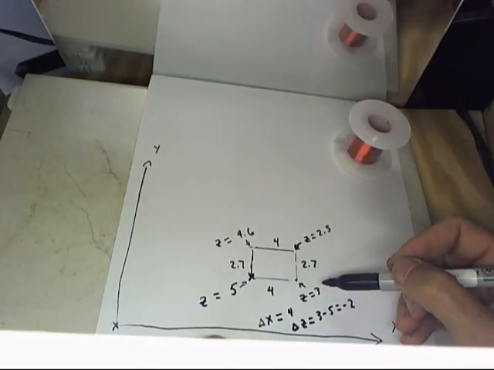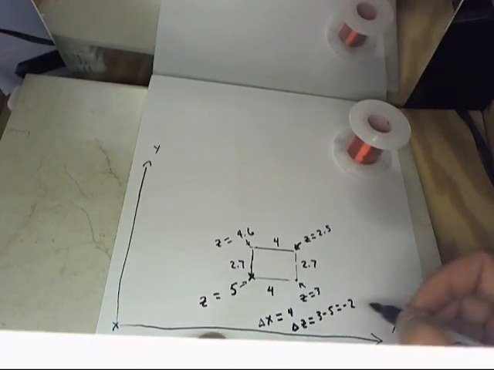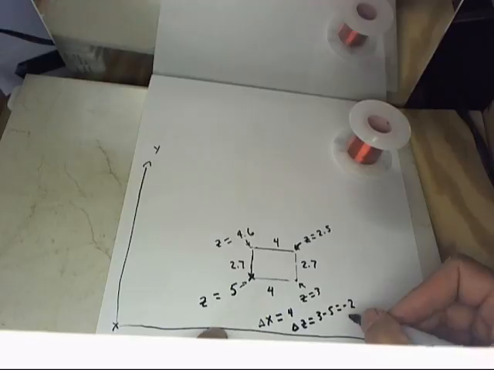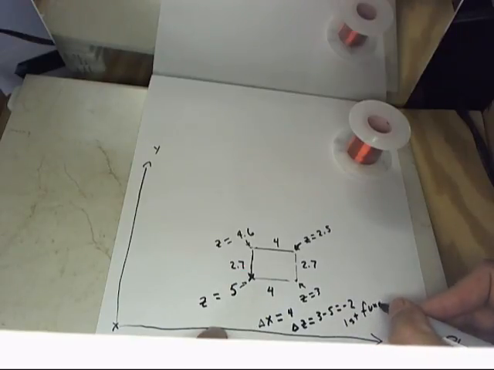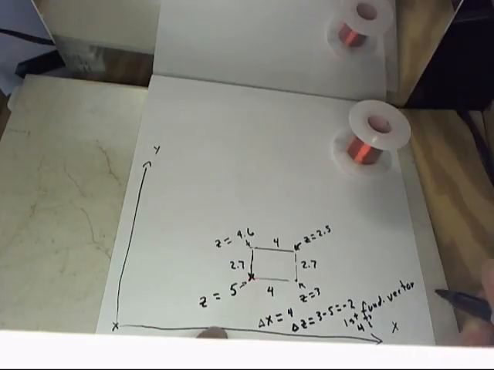So this vector is going to be written as what we'll call the first fundamental vector, and that's going to be 4i, where i is the unit vector in the x direction, minus 2k, where k is the unit vector in the z direction.